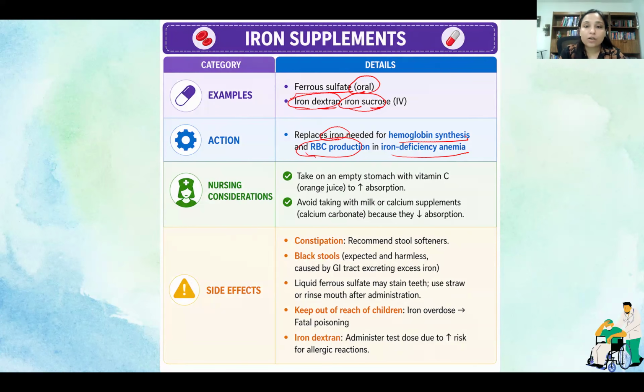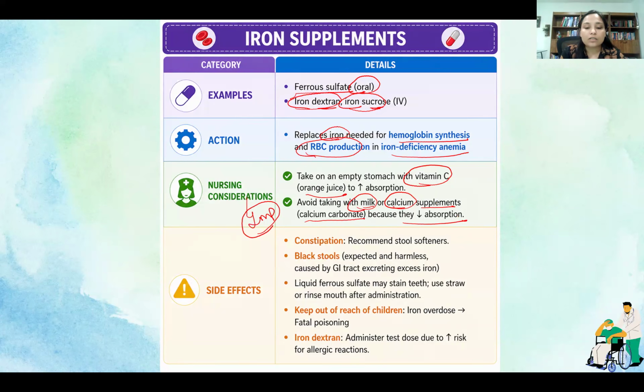Also one important thing, iron should be given with vitamin C for better absorption. So take it on an empty stomach with vitamin C or maybe orange juice to increase absorption. Avoid taking, this is an important intervention to keep in mind, avoid taking with milk and calcium supplements, calcium carbonate. Why? Because they decrease absorption. So empty stomach with vitamin C. Avoid with milk, dairy, calcium.